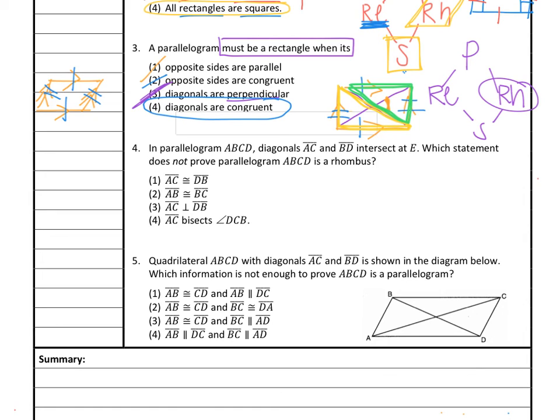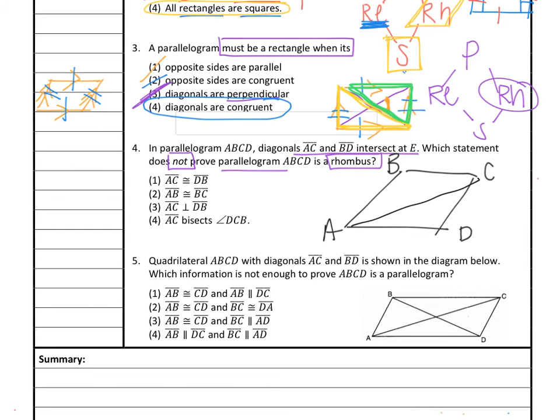In a parallelogram ABCD, diagonals AC and BD intersect at E. Which statement does not prove parallelogram ABCD is a rhombus? Alright, so the first thing I'm going to do is draw myself a picture because they didn't give me a picture here. So I have a parallelogram. I'm going to start down here, A, B, C, and D. It says my diagonals AC and BD, so I'm going to draw those diagonals in. A to C, B to D. It says they intersect at E, so this point in the middle here is E. Which statement does not prove that it is a rhombus?